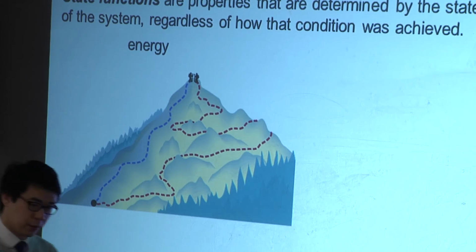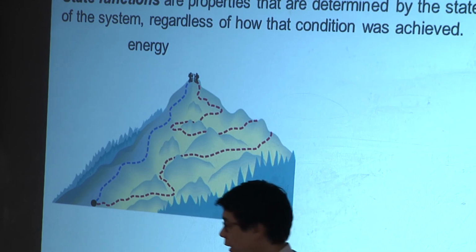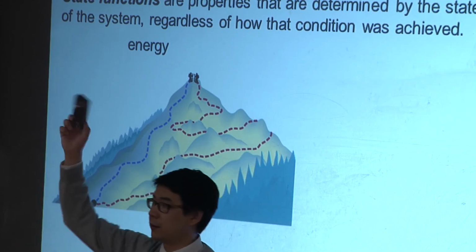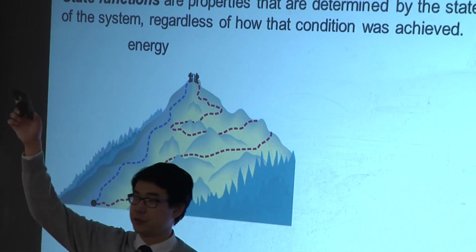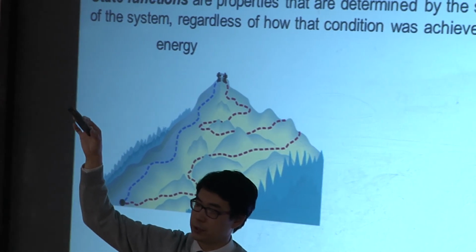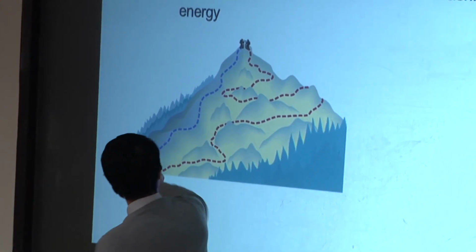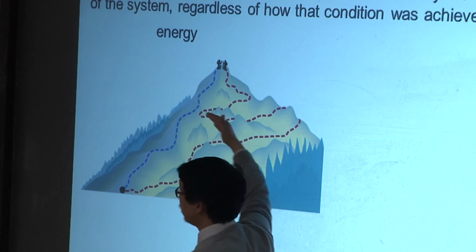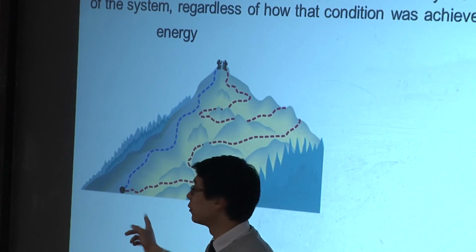In other words, if I wasn't mountain climbing, if I raised the eraser, it doesn't depend on what path they took. So I took the eraser and I raised it like this, and I took the eraser and I raised it like this to the same height. Once I get here, it has the same amount of potential energy. That's a state function. So the blue person and the red person, once they've reached the last state, they have the same amount of potential energy.